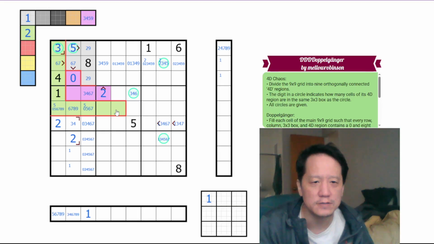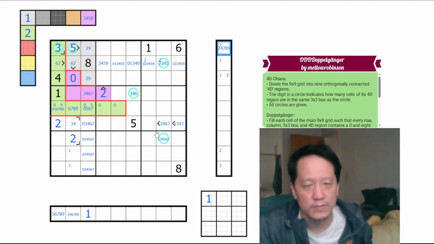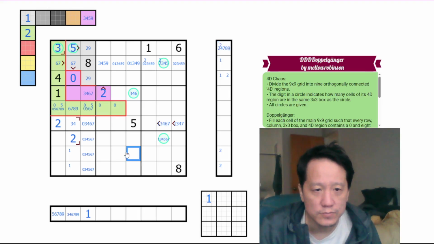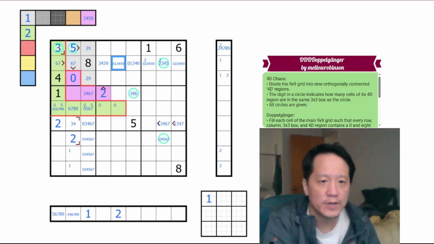And 0 could be any of these, but it cannot be missing a 2. So 0 has to be one of these 4 cells in green, so we cannot be missing a 2 here. So these are not missing 2's, which means 2 has to be missing either here or in here. Or this, I guess. Yeah. 2 must be missing in column 5. That's interesting.